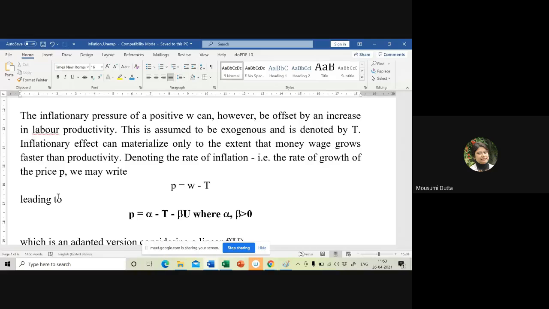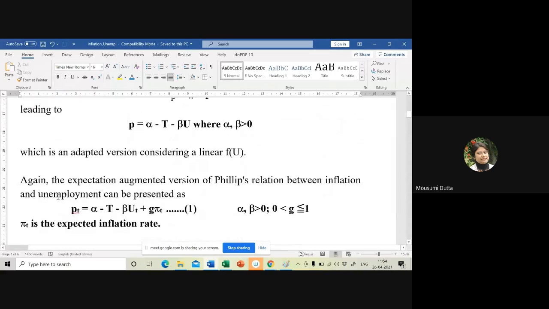Yes, ma'am. One more factor we will consider when we bring the time element in this adapted version of the inflation equation. We will consider the expected rate of inflation too. In this framework, we will incorporate expected rate of inflation too. Let me proceed and check how we will further edit this equation a bit. Again, the expectation augmented version is the adapted version of the Phillips relation. P is equal to alpha minus T minus beta U, that is the adapted version.